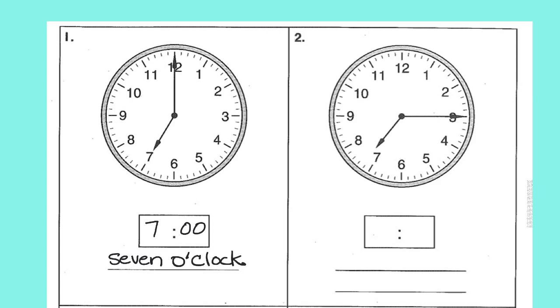Okay? All right, let's look at clock number 2. What time is shown on this clock? Think about it. Get ready. Yes, it is 7:15.